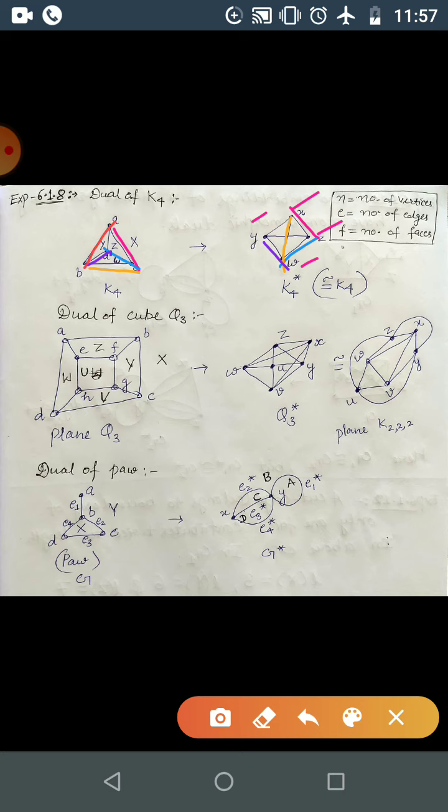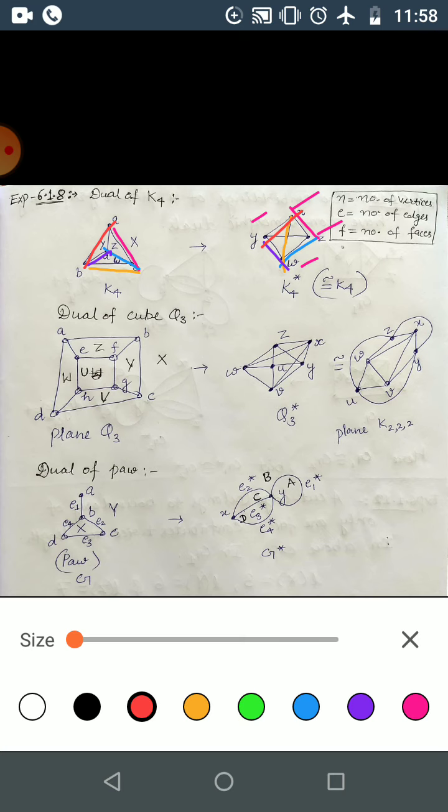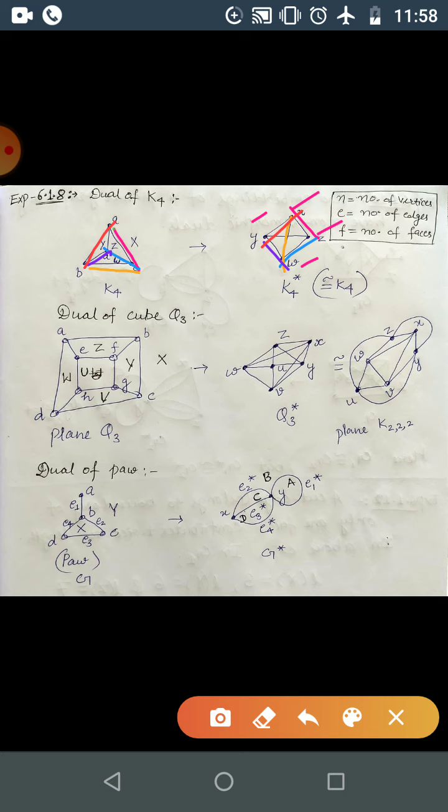This is y and x. So y and x, and one is left, that is y and z. So here also y and z. So this is the dual of this one, and this pink one corresponds to the pink one, and this red one corresponds to the red one, and faces correspond to vertices, correct. And this green one corresponds to this green one, and so on. So this is the dual, and this dual is again isomorphic to K4.